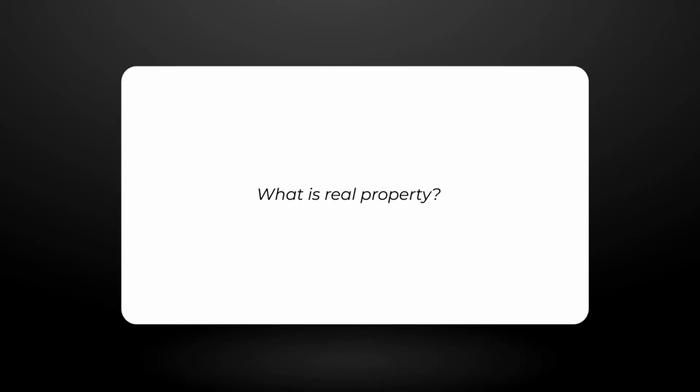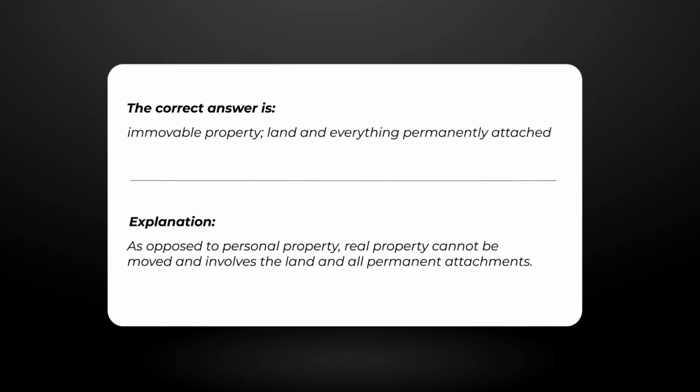What is real property? The correct answer is immovable property, land and everything permanently attached. Explanation. As opposed to personal property, real property cannot be moved and involves the land and all permanent attachments.